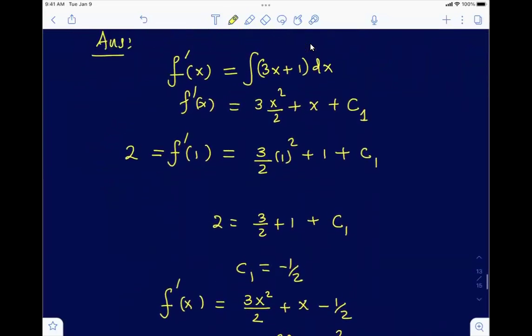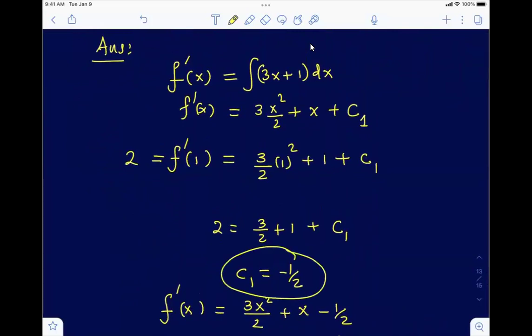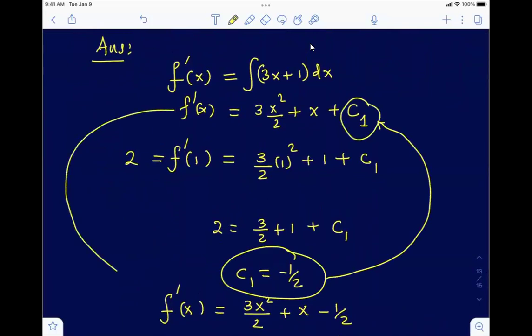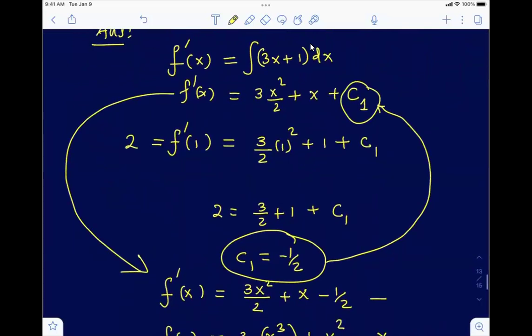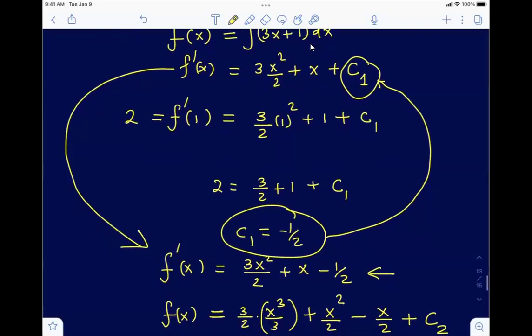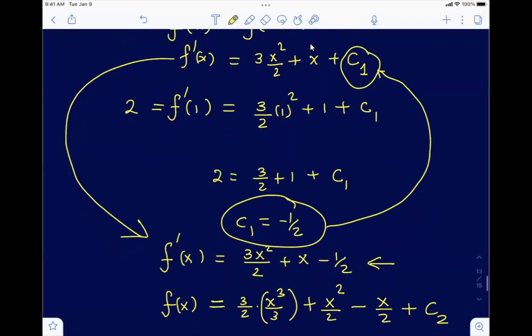Now, once you have that value, bring it there, plug it in the position of C1, and then let's have the refined version of that function. This is what it looks like. The next step. Don't forget, we still have f prime on our hand. Our goal is to have the original function f of x. So what you need to do is to integrate this one more time.